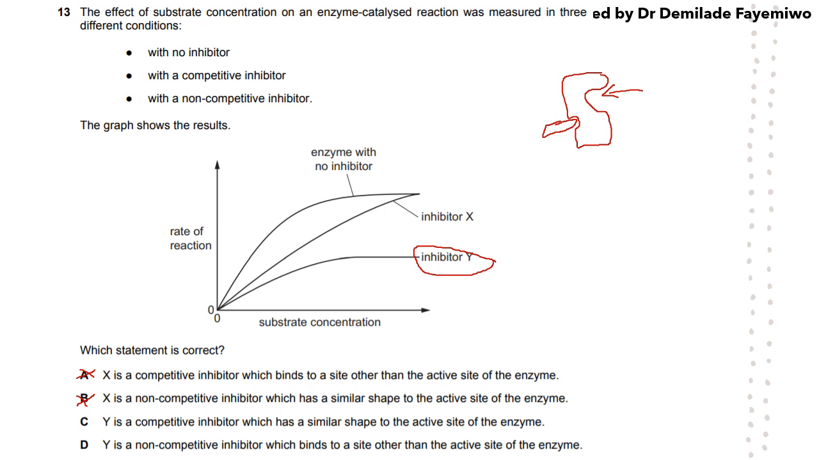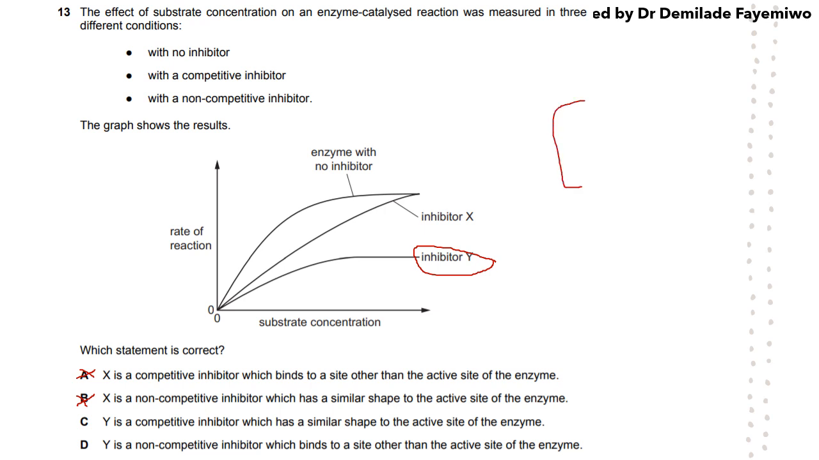Non-competitive inhibitors are able to change the shape of the active site when they bind to the allosteric site. They just mess things up over here, so the substrate is unable to bind. Competitive inhibitors, on the other hand, would also bind. So let me just erase this over here. That was an error, but I'll just draw it again.